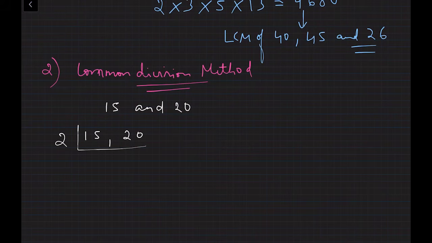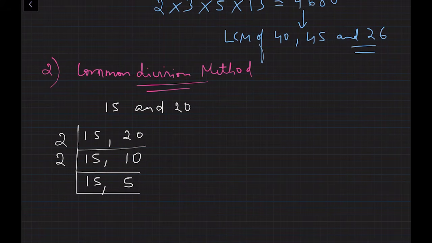2 doesn't divide 15, therefore 15 is written as it is. Next, 2 divides 20, 2 tens are 20. We can continue this division process further with the prime number 2 because 2 still divides the number 10. Therefore, it divides at least one of the numbers. We will continue with 2. 2 doesn't divide 15, therefore 15 is written as it is. 2 divides 10, 2 5s are 10. Next, we cannot continue further with the prime number 2 because 2 doesn't divide 15 as well as the number 5. Therefore, we need to look for the next prime number.